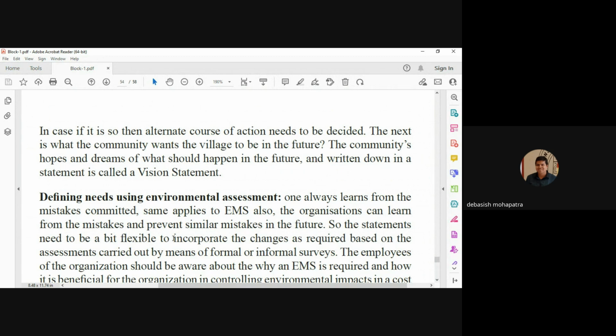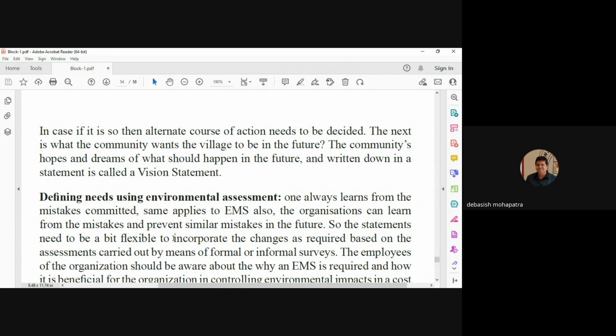Then defining needs using environmental assessment. We are learners from the mistakes of the community. The same applies to an EMS also. The organization can learn from mistakes and prevent similar mistakes in the future. We should be learning from others' mistakes. So the statement needs to be a bit flexible to incorporate the changes required based on the assessment carried out by means of formal or informal survey.